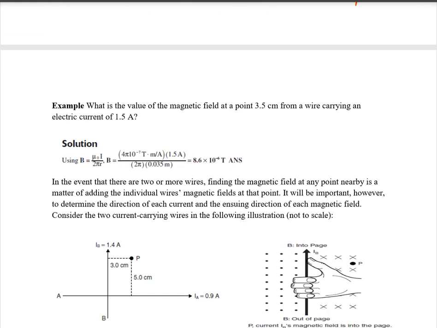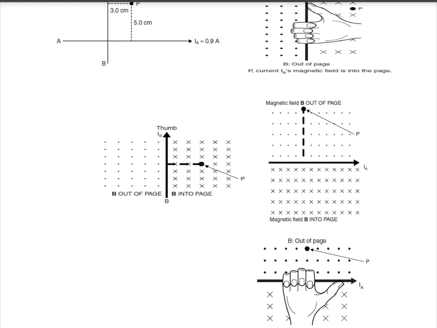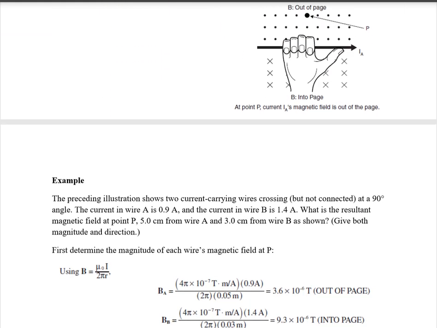Okay. For example, what is the value of the magnetic field at a point 3.5 centimeters from a wire carrying an electric current of this much? The permeability of free space is this much, and the current is this much, and this 3.5 centimeters must be converted to meters. Therefore, it becomes such a value, and finally, you can get this value. Okay. These are some diagrams. You must see this by yourself and calculate the values.